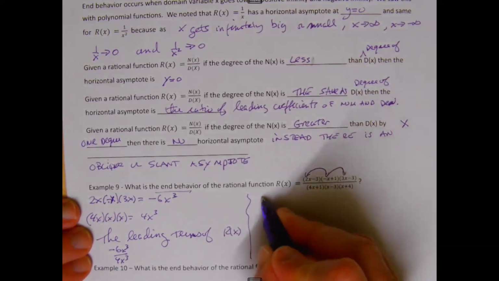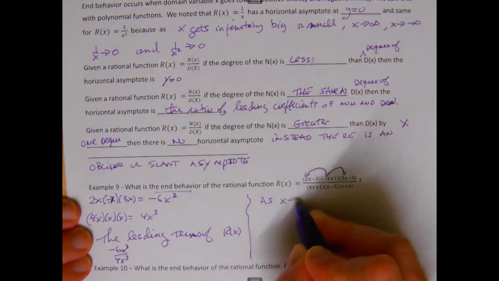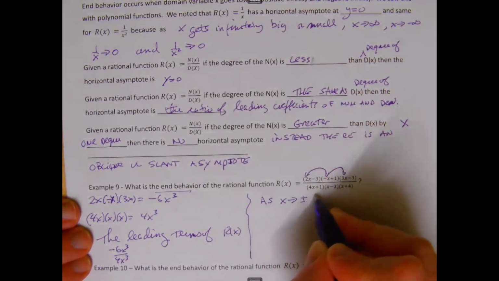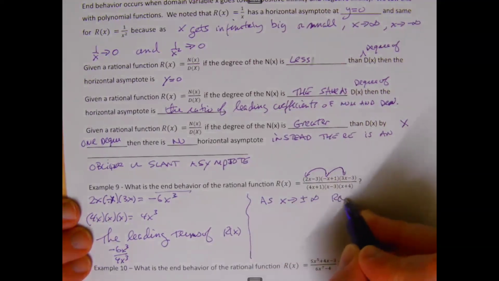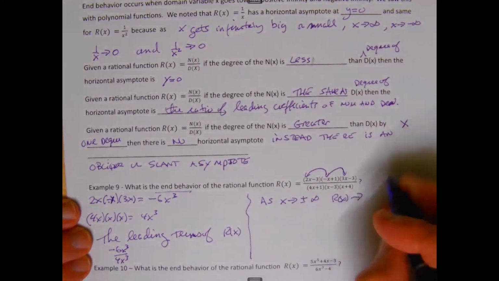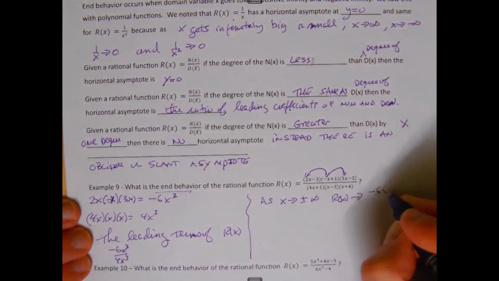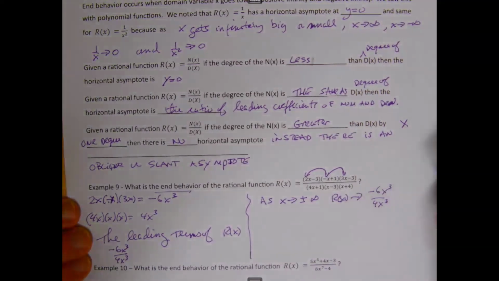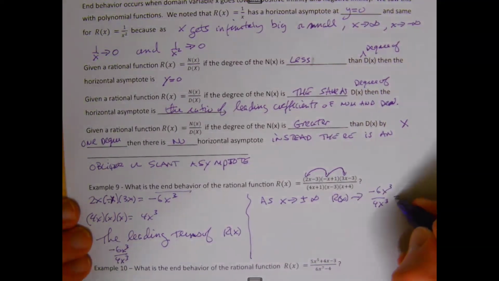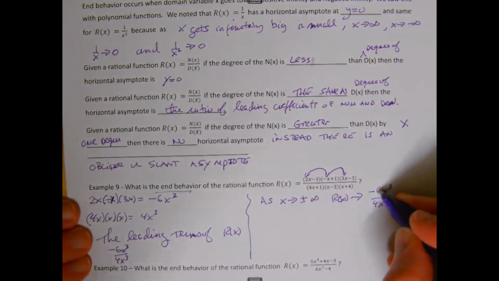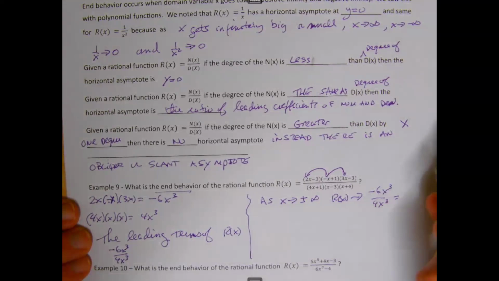So what we're saying is as x approaches positive or negative infinity, R(x), this whole thing, is getting closer to what? -6x cubed over 4x cubed. Okay, that's what it's approaching. And now if I clean this up, I can cancel the x cubed, and then I see I have a common factor of 2 for both. So divide by 2, divide by 2.